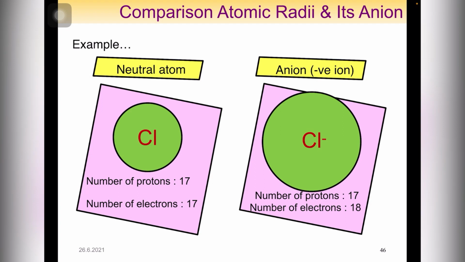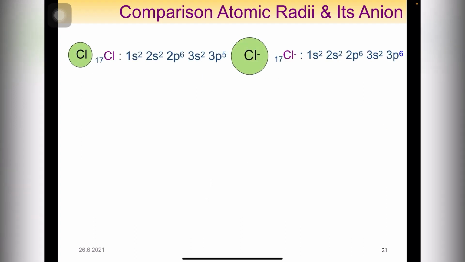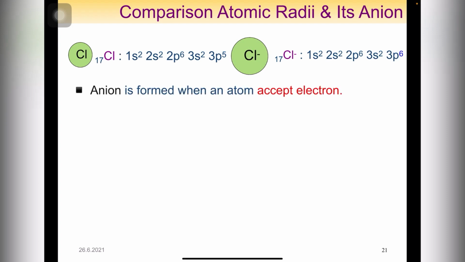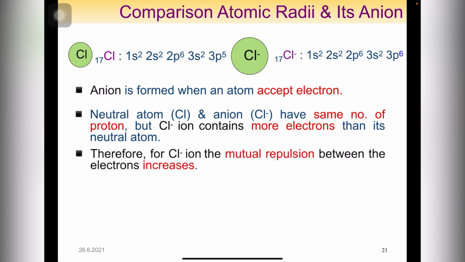So when the number of electrons increases, what happens is, okay, you see that the anion is larger compared to its neutral atom. An ion is formed when an atom accepts electrons. So the proton number is still the same, but the chloride ion has more electrons than its neutral atom. When more electrons are added, we know that electron and electron cause repulsions. So more repulsions occur in the Cl- ion.